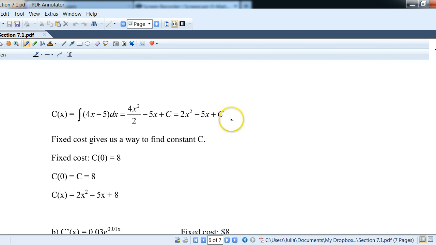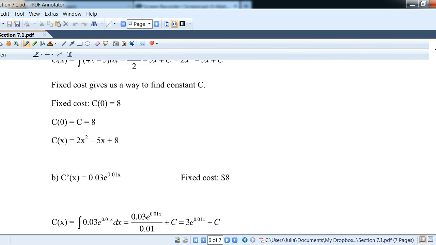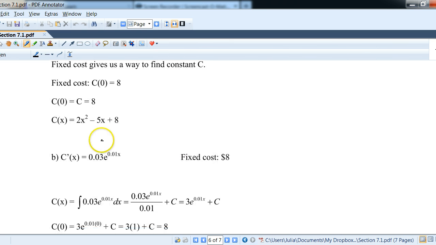So basically, you take what you had for C of x and you set it equal to C of 0, which is 8, and you solve. Same thing we have with the exponential, which is earlier, but let me demonstrate that. If we have marginal cost 0.03 e to the 0.01x, you can integrate it. So to integrate it, again, you keep a constant. You keep the exponential exactly the same, but then you divide by the derivative of 0.01x, which is just 0.01. So 0.03 divided by 0.01, that's just 3, e to the 0.01x plus a constant.